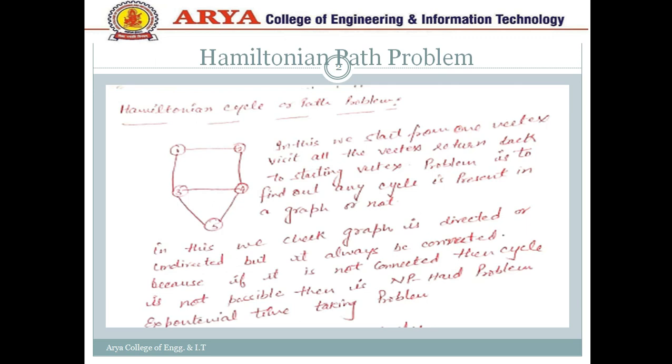We can say that this is the Hamiltonian cycle problem. In this we check whether the graph is directed or undirected, but it must always be connected. That means all the vertices are connected to each other, because if it is not connected, the cycle is not possible. Then it is an NP-hard problem, which is very complex to solve, and it has exponential time complexity.